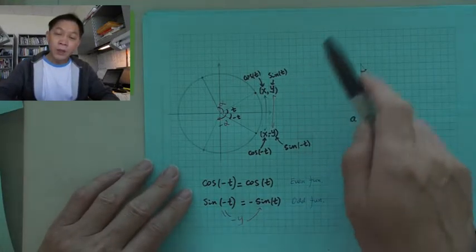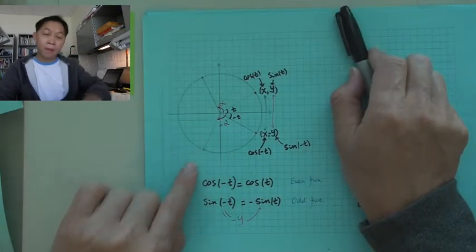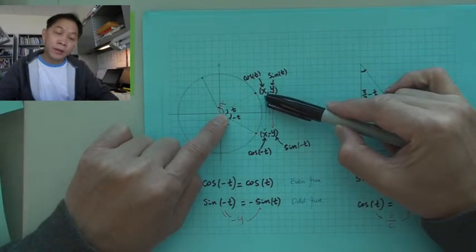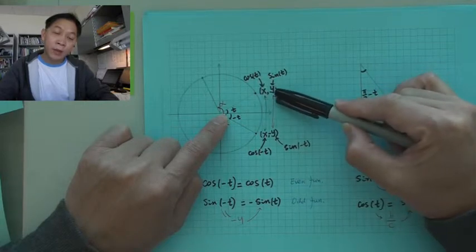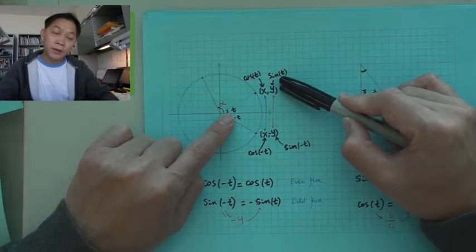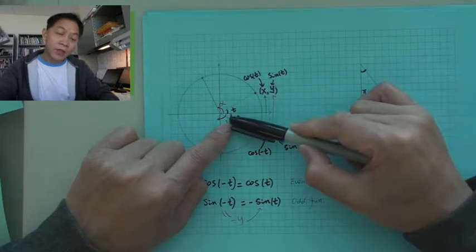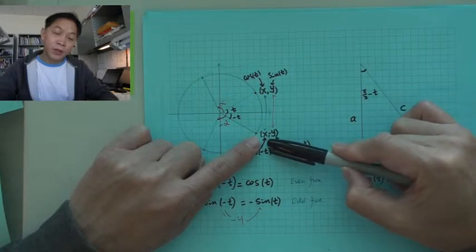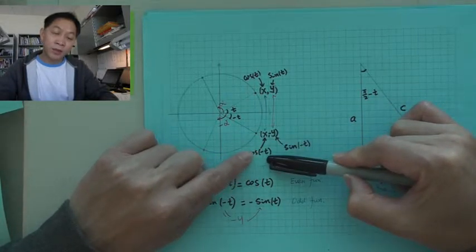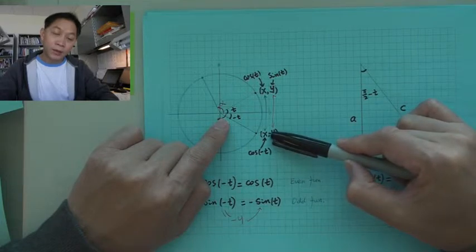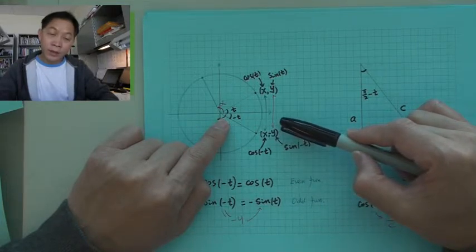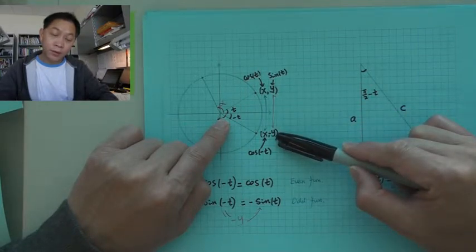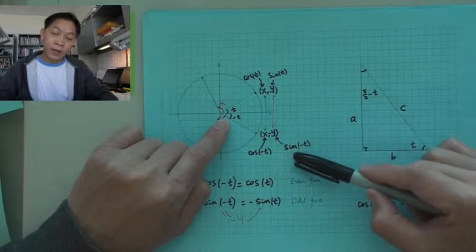Okay, we want to look at this one. Here the angle is t, then again x coordinate is cosine t, y coordinate is sine t. And then for negative t, those 2 points are symmetric. So you have x coordinate is cosine negative t, y coordinate, you see here was y, then here should be negative y. Okay, and y coordinate is sine negative t.